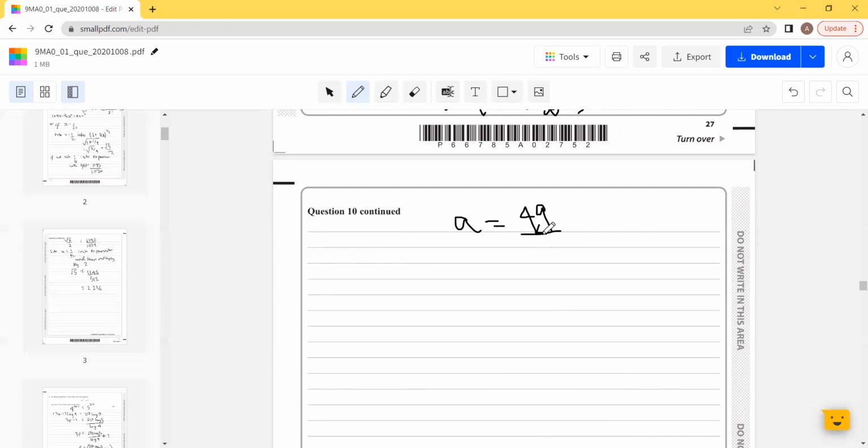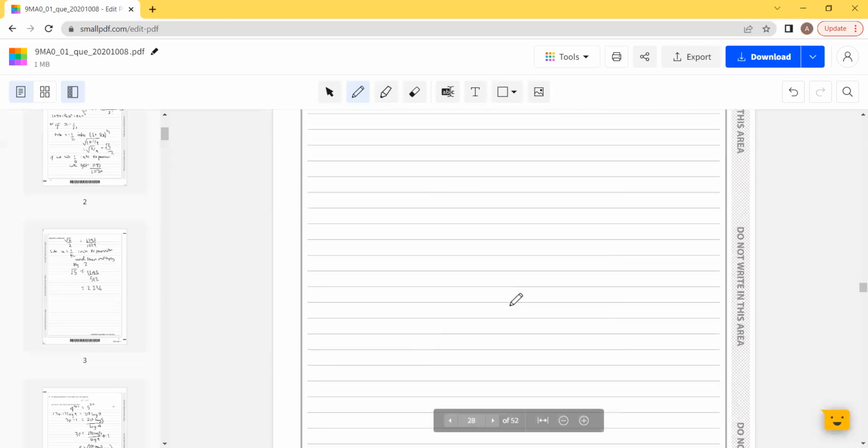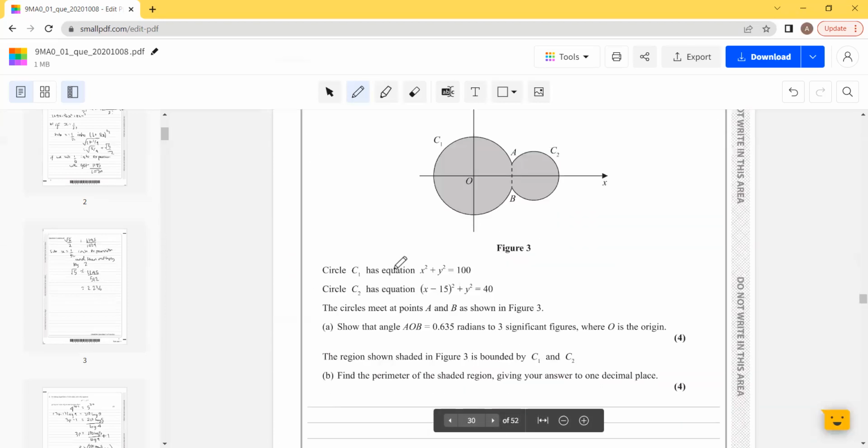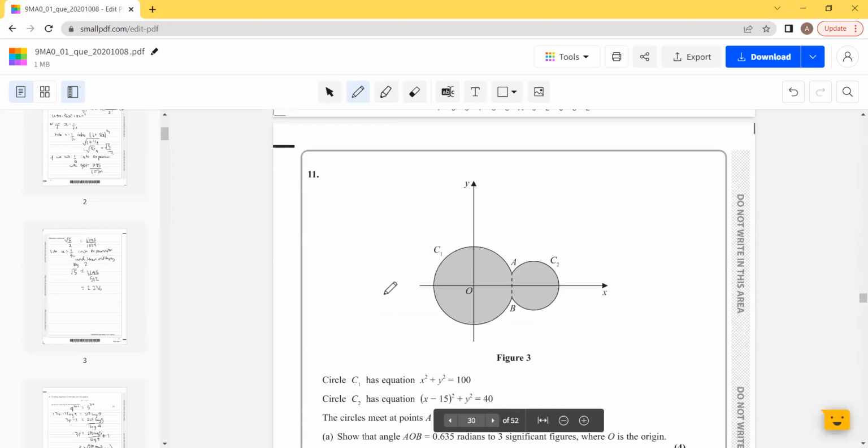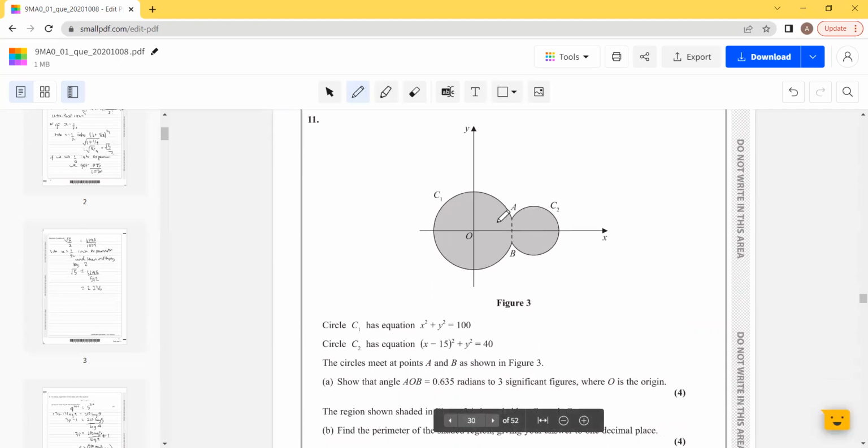Okay, so now we can carry on with question 11. Circle C1 has equation x squared plus y squared is equal to 100. Circle C2 has equation x minus 15 squared plus y squared is equal to 40. The circles meet at points A and B as shown in figure 3. Show that angle AOB is 0.635 radians to 3 significant figures, where O is the origin.